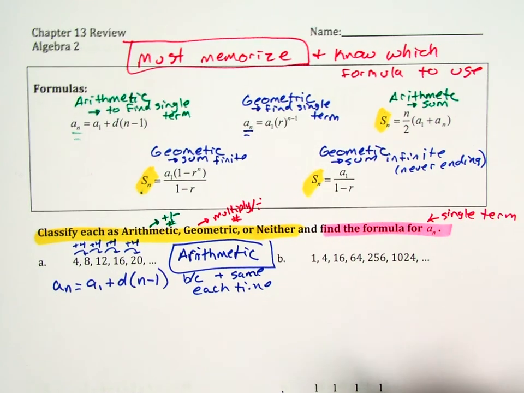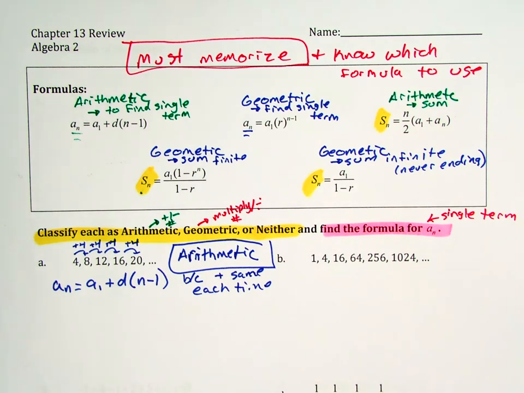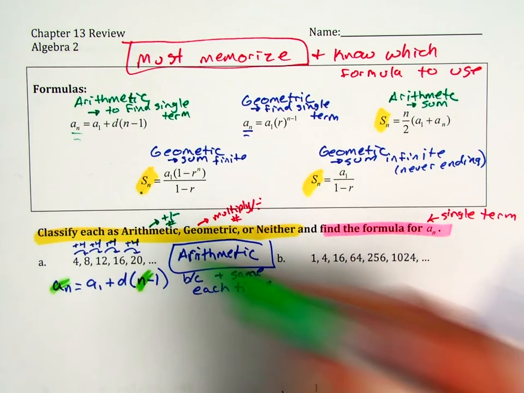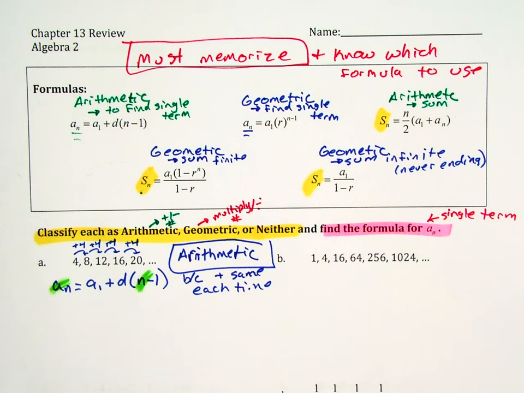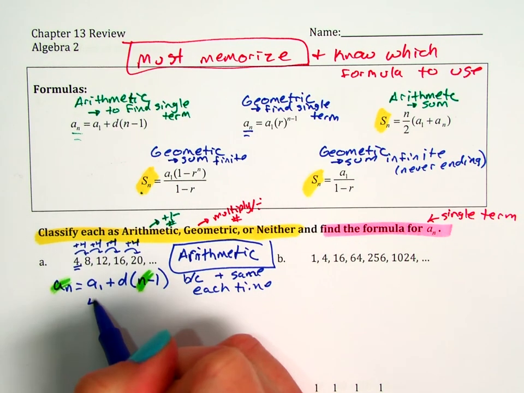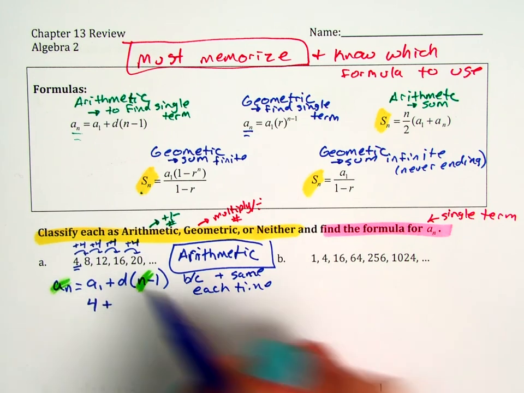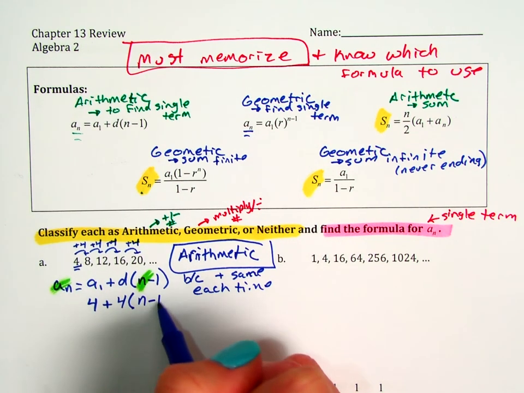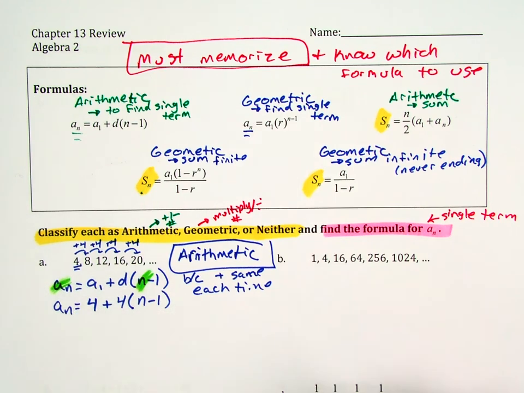And since we're writing a general formula, that reminds me that we're going to keep the a sub n and the n general, right? And then we have to figure out, well, a1 is the first term, right? So my first term is 4, plus the d, which is my common difference, which here was 4, times n minus 1. So a sub n equals this.